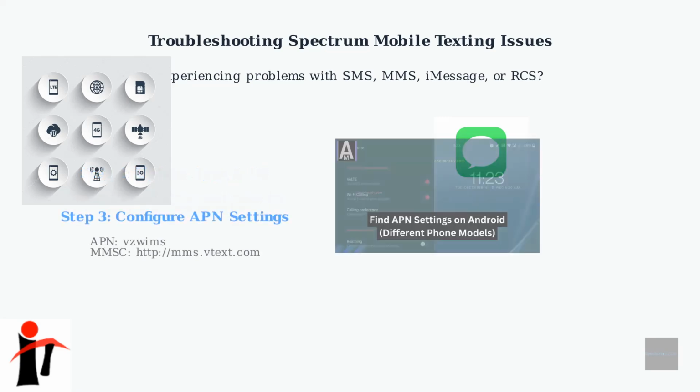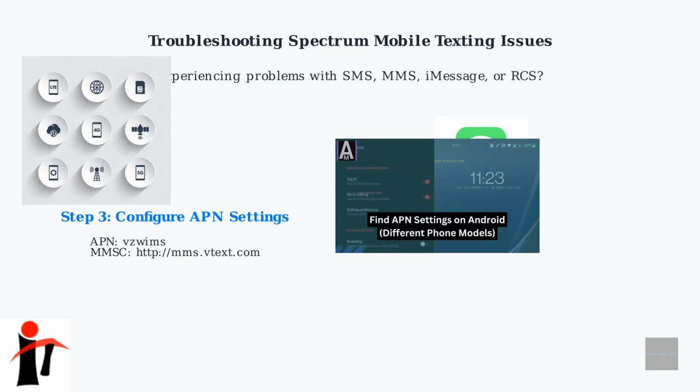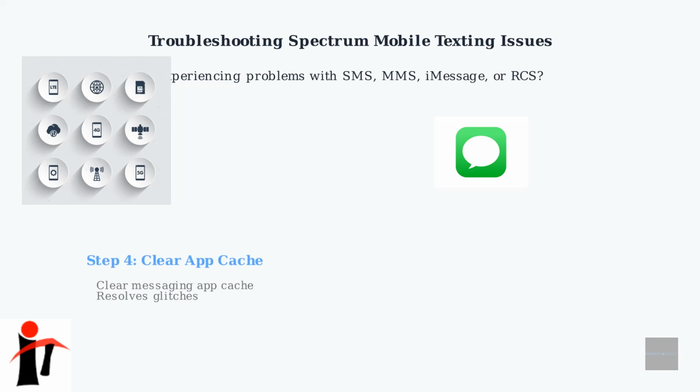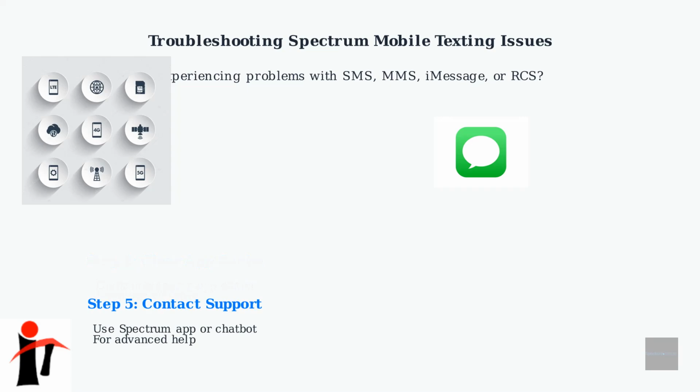Incorrect APN settings are a common cause of MMS failures, so manually configure them in your phone's settings using APN vzdims and mms.vtext.com. Clearing the cache of your messaging app can also resolve glitches. If problems persist, contact Spectrum Mobile support through their app or chatbot for further assistance.